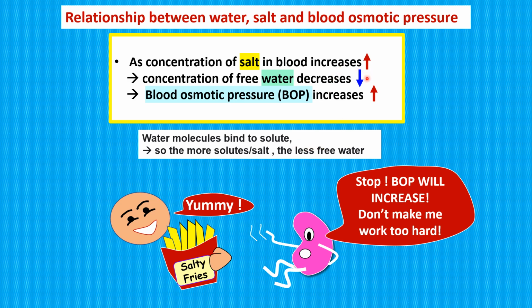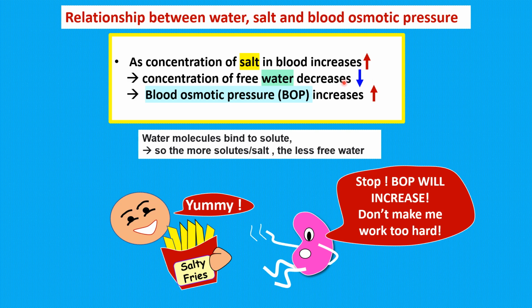Okay, so finally, in conclusion, because in this topic we are mainly going to discuss the regulation of the water in the blood, mostly connected to water, remember this relationship. As the concentration of the water in the blood decreases, the blood osmotic pressure increases. It's an inversely proportional relationship. And also the concentration of water decreases when the salt concentration increases. Also an inversely proportional relationship.